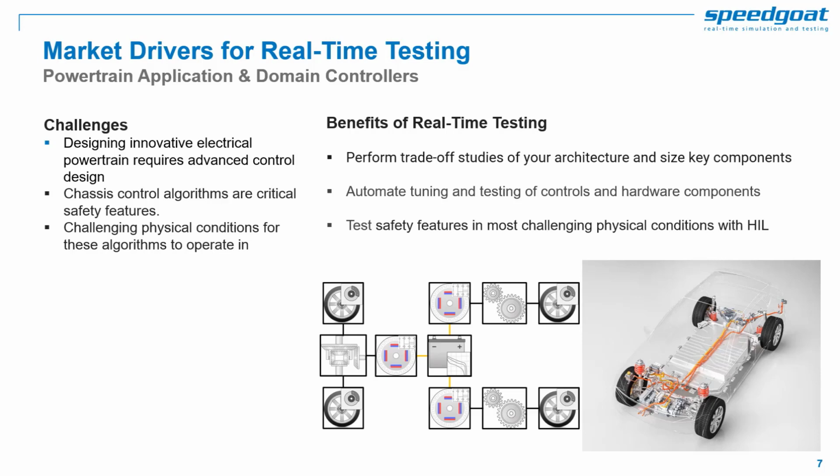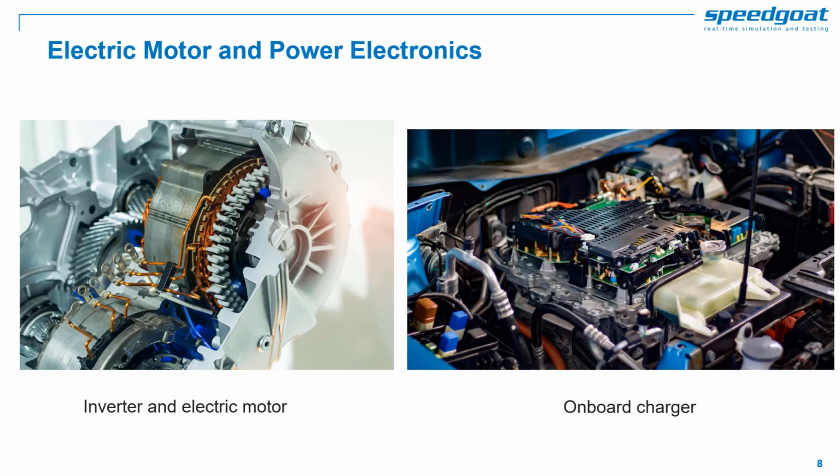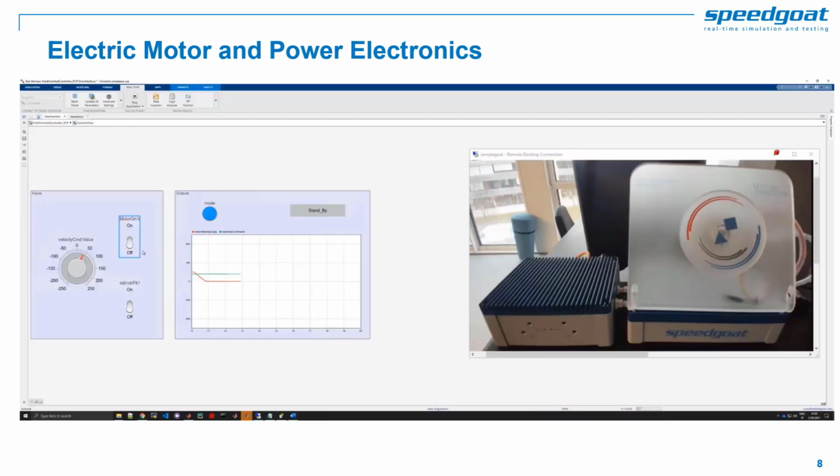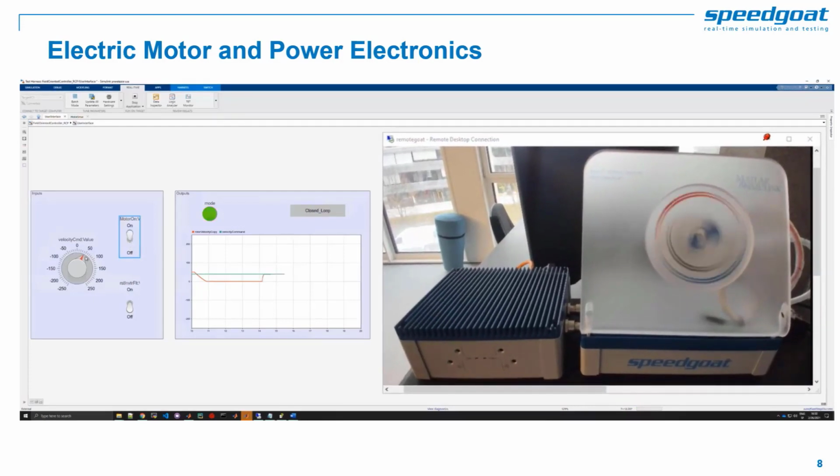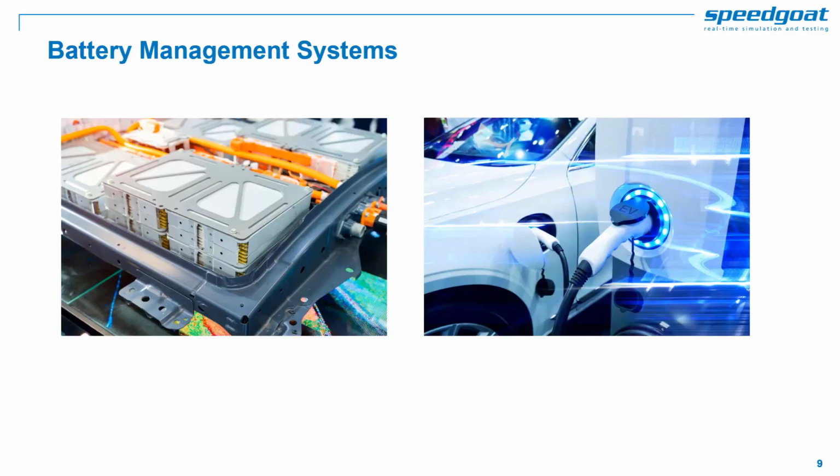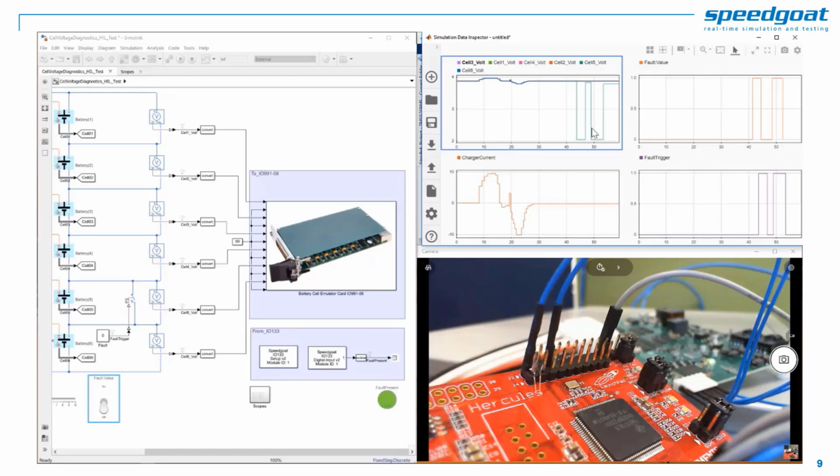In this webinar, we look at power electronics and motor control. For example, we will see how to perform rapid prototyping to deploy Simulink controls against real power electronics and motors. We look at battery management systems and see how to test a BMS controller with a cell emulator.